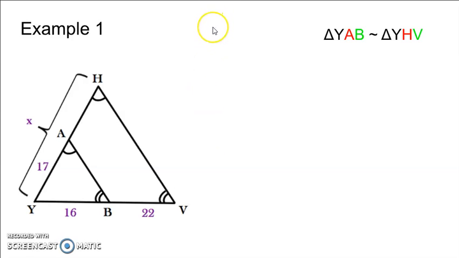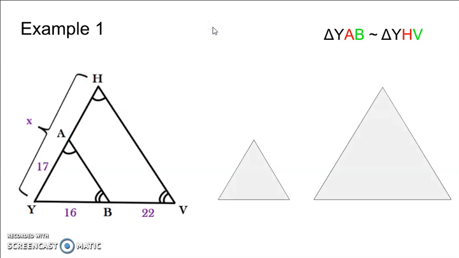So what I'm probably going to do here is redraw my triangles. They are overlapping right now, but it's always easier to visualize them if I draw them separately. So I'm going to draw them separately and label them appropriately. Notice the Y corresponds to the Y, the A corresponds to the H, and the B corresponds to the V, and I tried to color coordinate that for you up here.